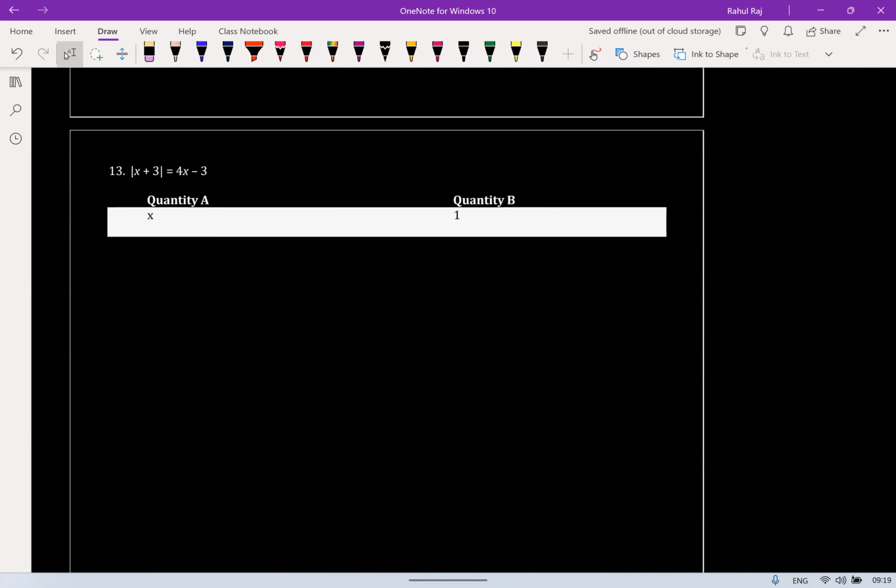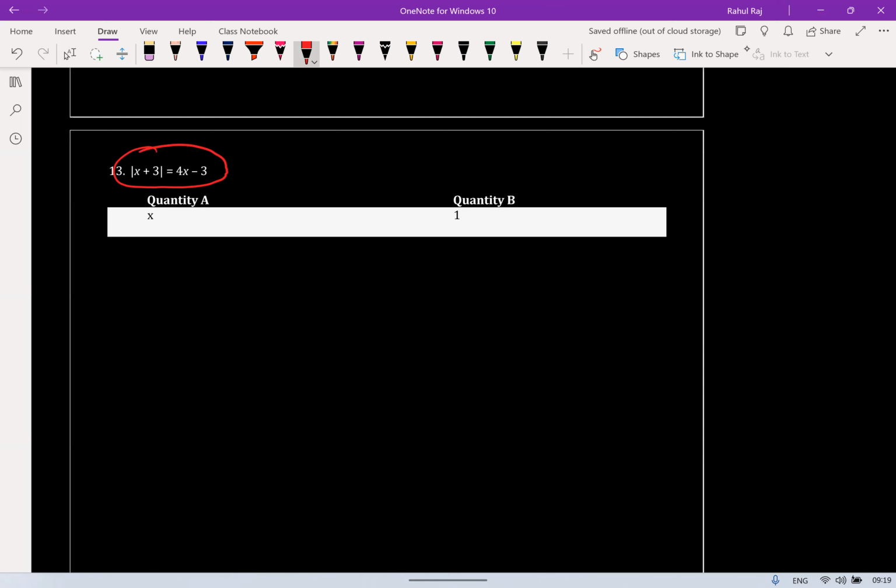Question number 13, boss. Here I solve the equation and you get x is equal to 2. So that means mod of x is also equal to 2. So I just assume quantity A is greater. But what is the value of x here? Because when you solve this equation, you get the value of x. Yeah, x you get 2. And you have checked the validity now.